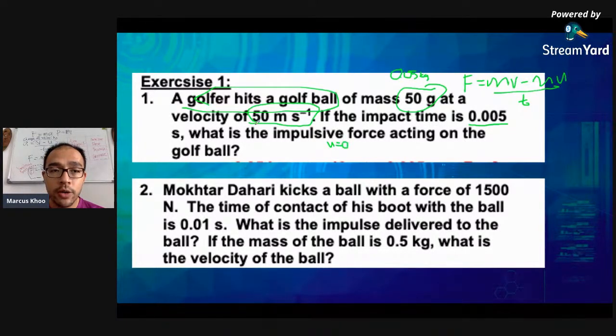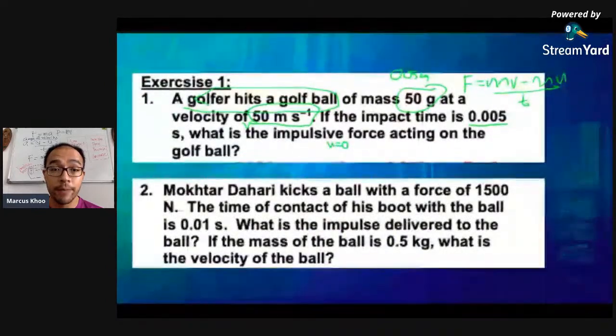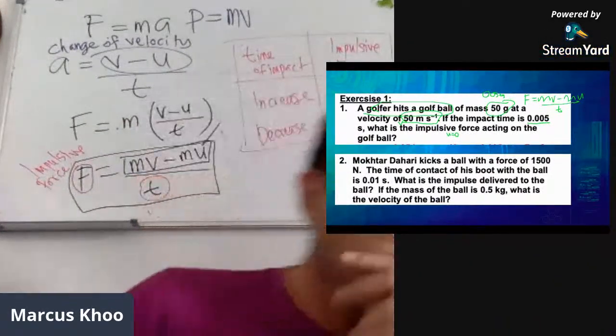So U equals to 0, V equals to 50, mass is 0.05 kg, and the time of impact is 0.005. So you can actually count the impulsive force already. Okay, I don't think it will be that much of a problem, but let's try to do it lah.